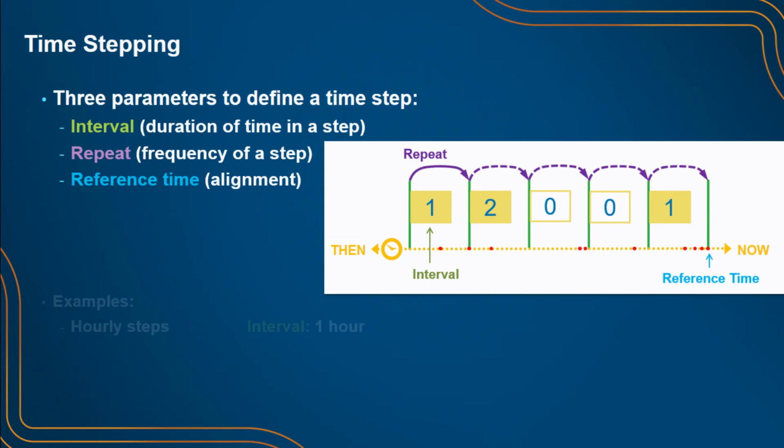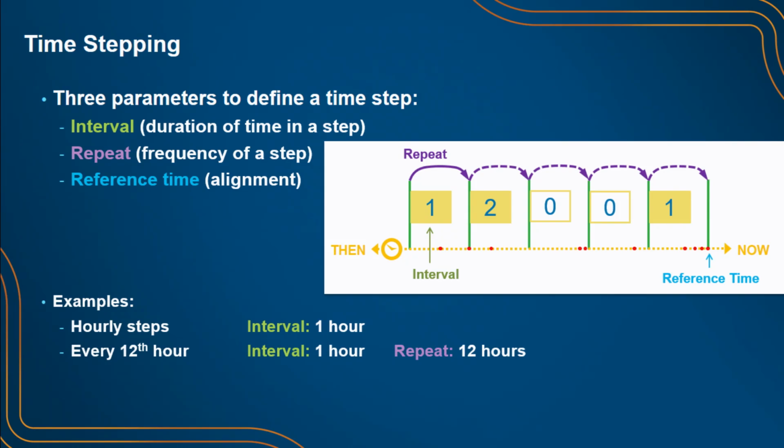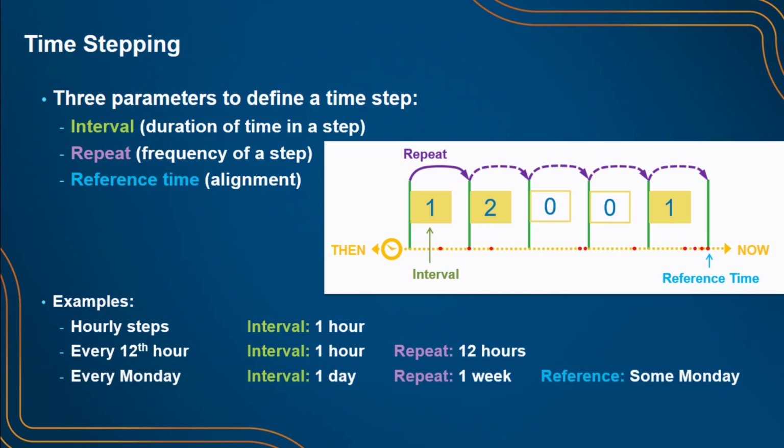So an example of that, if you wanted to do just hourly steps, you would just say the interval is 1 hour. If you wanted to look at every 12th hour for some reason, you might do the interval is 1 hour, and you repeat it every 12 hours. And if you wanted to do every Monday, you would do an interval of 1 day, a repeat of 1 week, and you would set your reference to some Monday. So I'm not going to make you go all the way back to the Monday that you want, so you're not going to have to go find Monday in 1960. If you set a Monday, we're going to go forwards and backwards so that it's much easier for you.